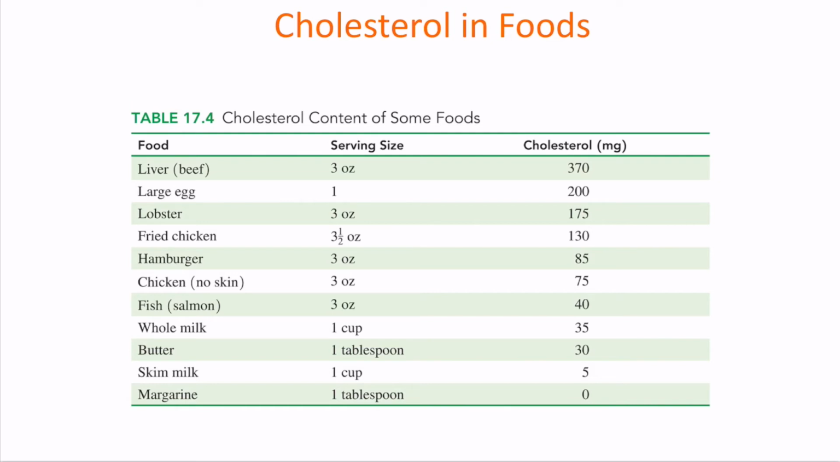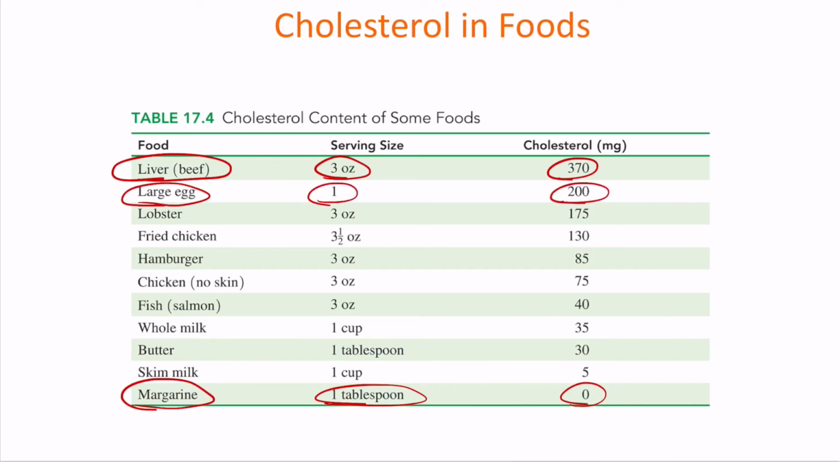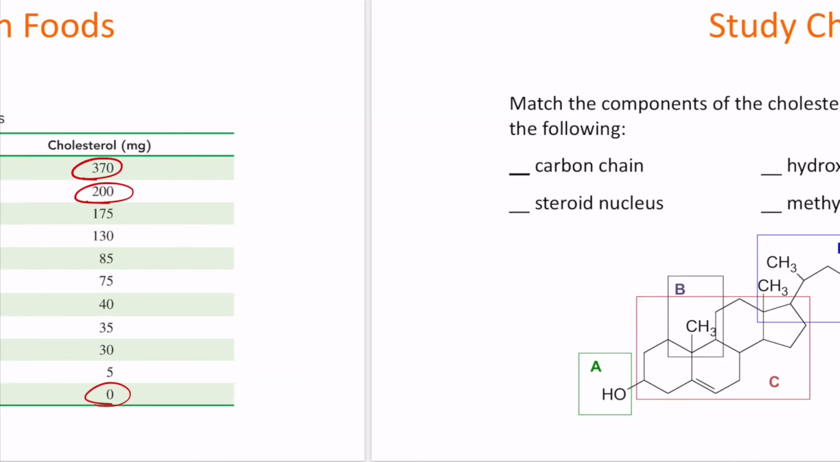The highest amount that you can get is from beef liver, which, if you serve 3 ounces of it, contains about 370 milligrams of cholesterol. And the least amount will be in margarine. In a tablespoon of margarine there is 0 milligrams of cholesterol. Eggs contain a large amount as well. One single large egg can contain up to 200 milligrams of cholesterol.